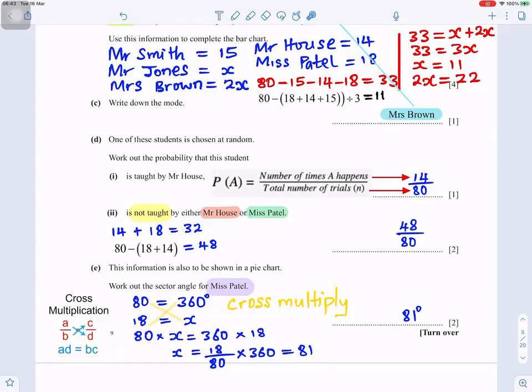So 80 times X is equal to 18 times 360. Now to get X, the inverse of times 80 is divided by 80. So you take 80 to the right side, it becomes divided by 80. So X is 18 times 360 divided by 80, which gives you 81 degrees.